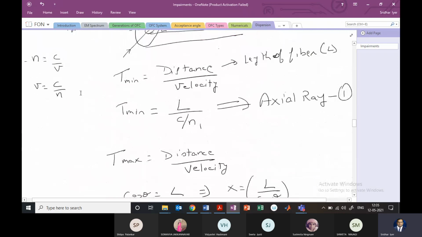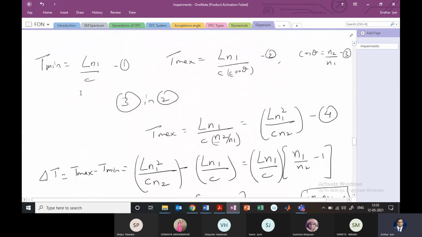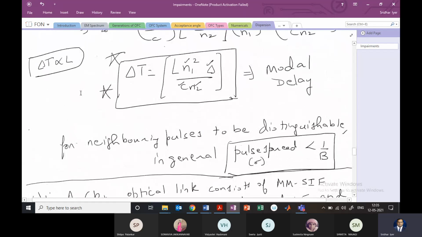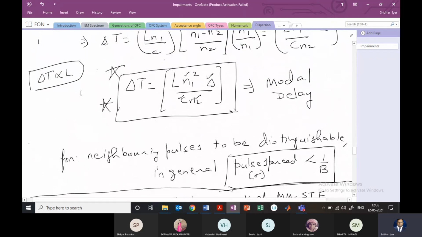So I'll skip to that final equation that you have. We've done the derivation in detail. This is the final equation that we got, the one which is starred. And we can see very clearly that delta T is proportional to the length of the fiber, where delta T is the broadening part. So this broadening will increase as the length of the fiber increases.